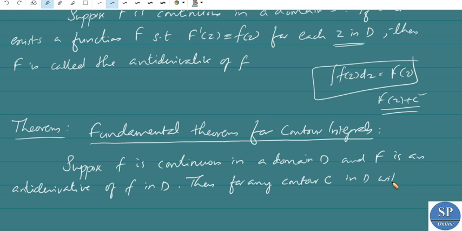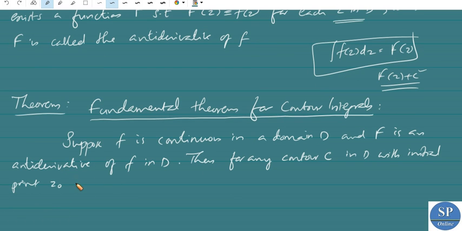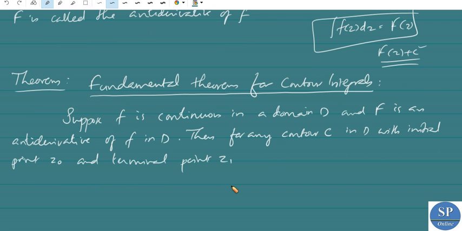in D with initial point z0 and terminal point z1, we have integral over C f of z dz is nothing but actually we are given that small f is continuous in a domain D and capital F is an antiderivative of this small f. So capital F is an antiderivative of small f.